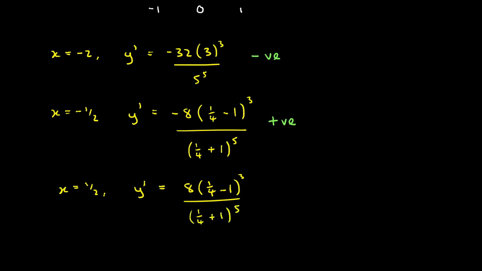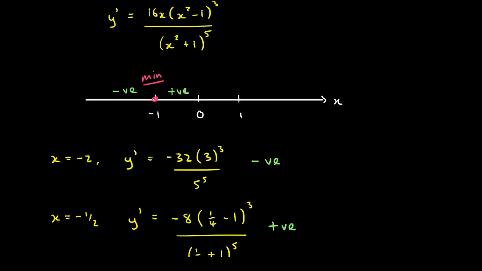Now, what's happening here? A quarter minus 1 is negative 3/4. Cubed is going to be a negative number. Times 8 is going to be a negative number, and this is positive. So negative divided by a positive is a negative. So this is a negative number.